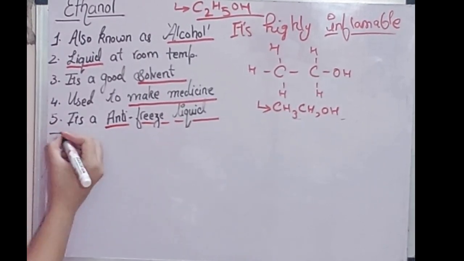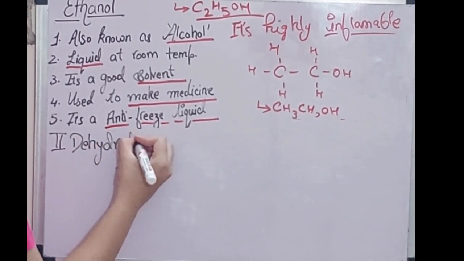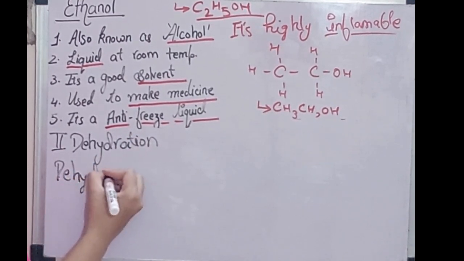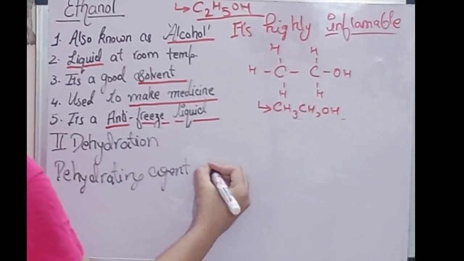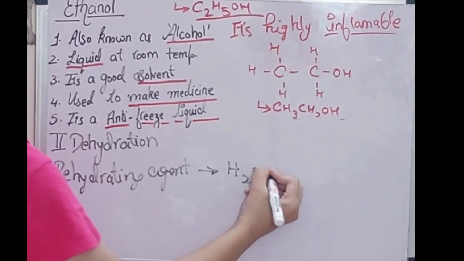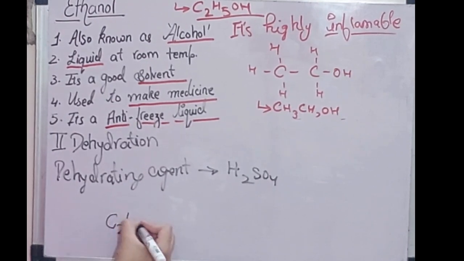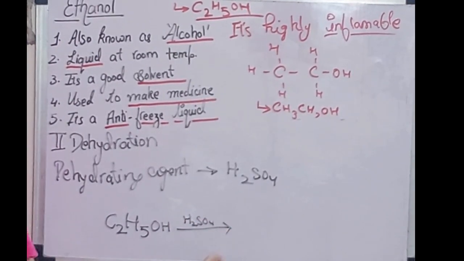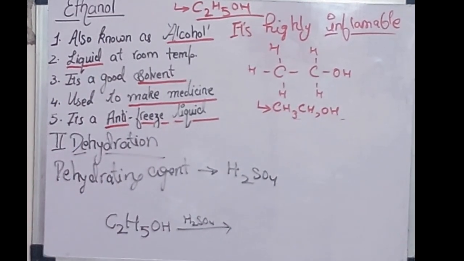Second is dehydration, and we have our dehydrating agent, you can say, maybe, that is H2SO4. So let us take ethanol, C2H5OH, H2SO4 के साथ as a catalyst react किया. Now dehydration means what? What do you mean by dehydration?